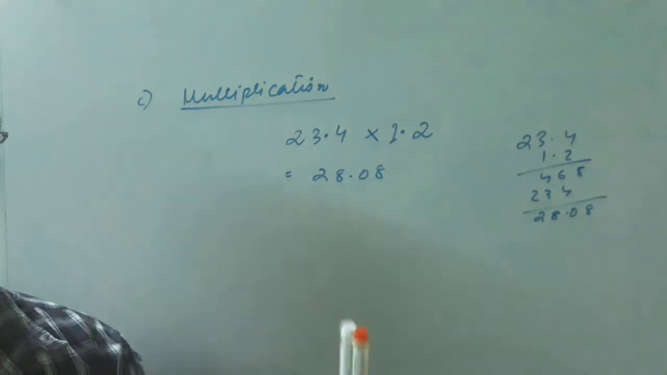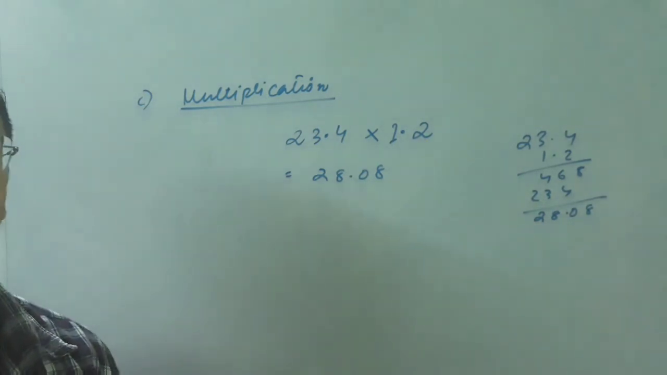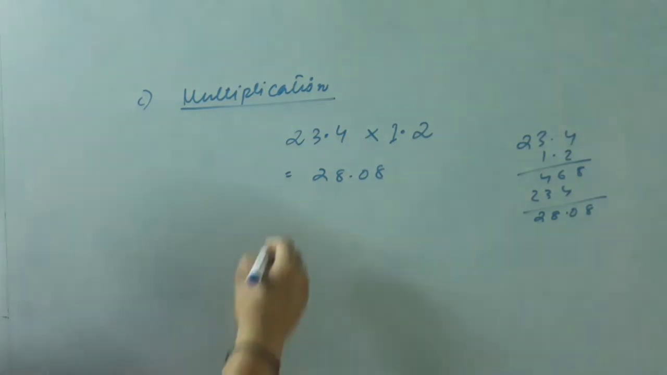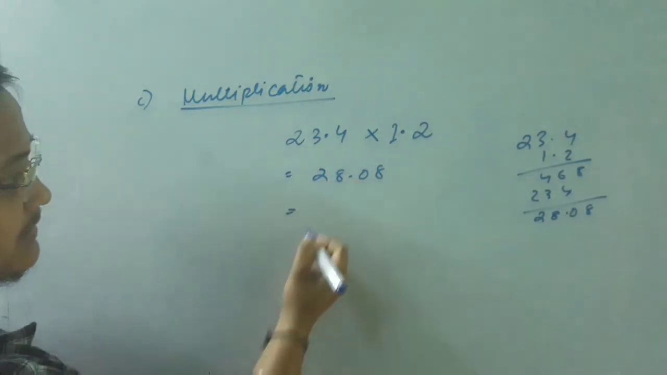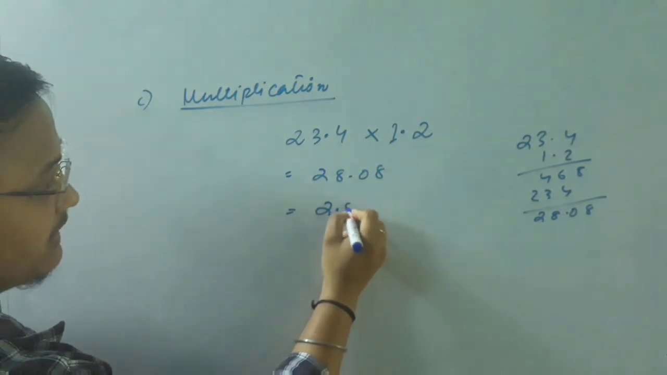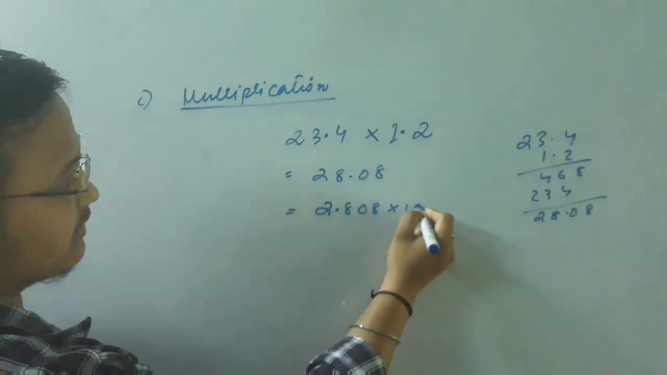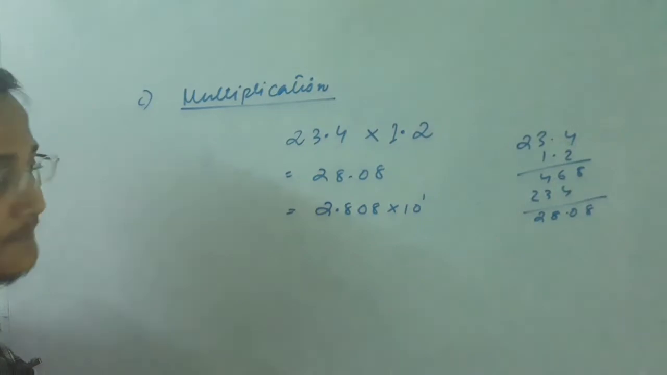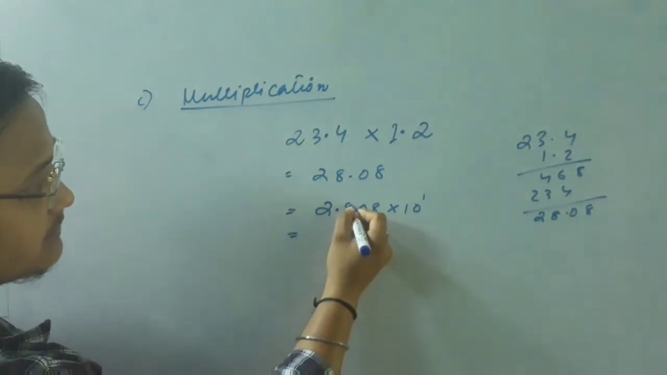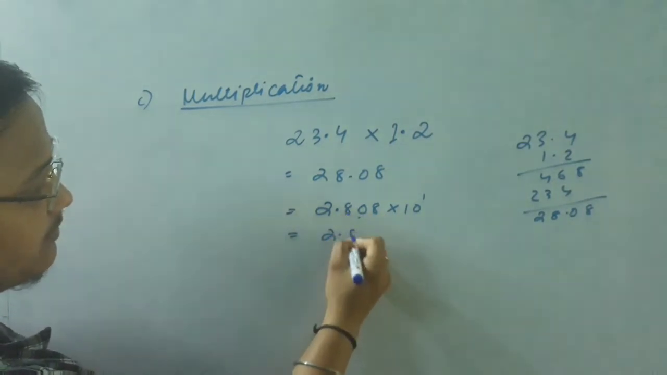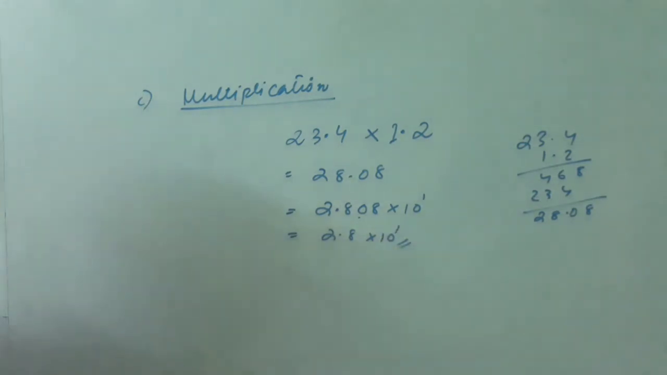Now what will we do, right? Now what we will do is that we will place this decimal point here. So 2.808 into 10 to the power 1, right? And you have to eliminate. So this, you just eliminate: 2.8 into 10 to the power 1. I think this will be the probable answer for here.